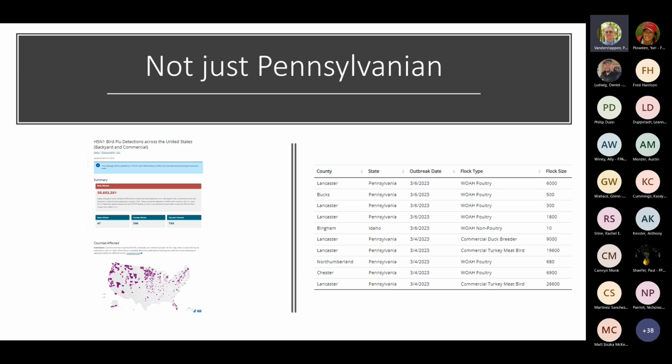And one last thing about this whole AI thing: it's not just in Pennsylvania. This is across the country. It's a major impact. Maybe 40 to 50 million birds have been put down to date. And all of us here, if we enjoy poultry products and eggs, know the price of eggs went from, maybe two years ago, 80 cents a dozen, to now maybe $4, $5, $6 a dozen. So it has a major impact on egg production and costs.